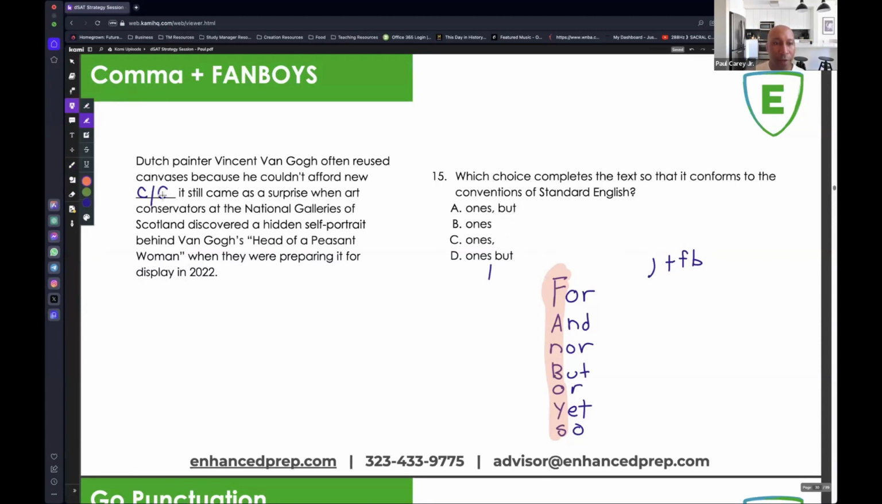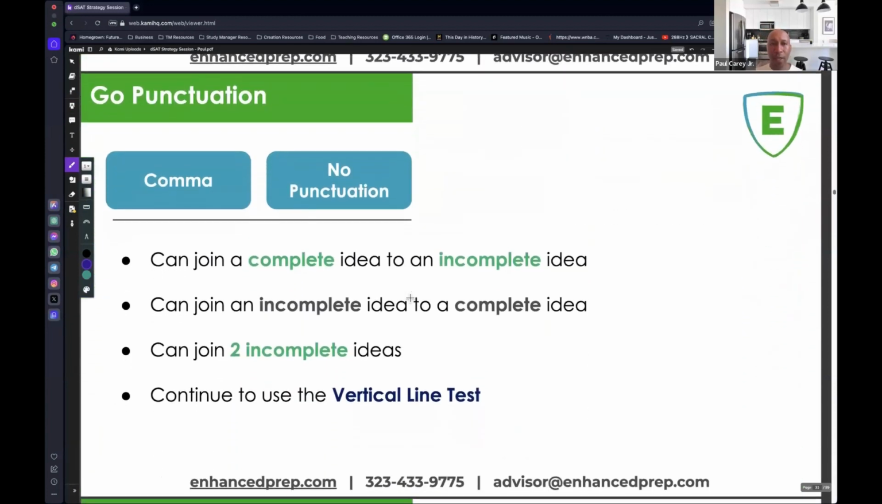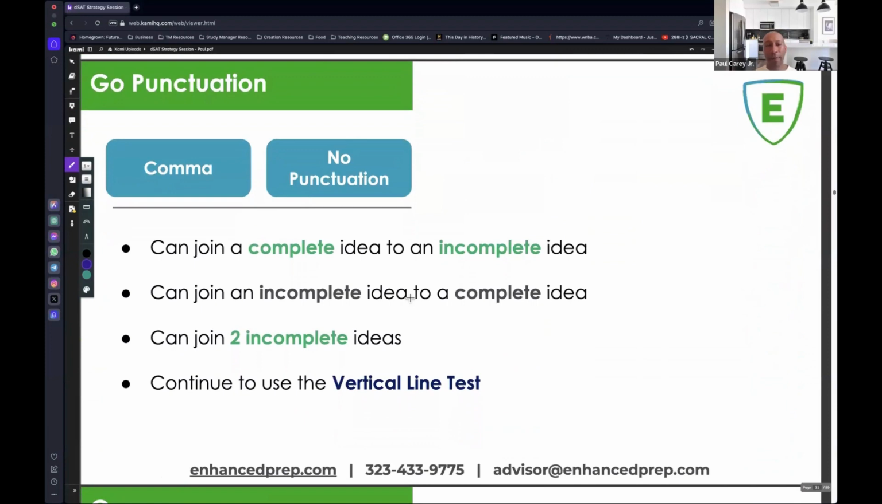So now we have two complete ideas. So we know that we're using stop punctuation. We don't have stop punctuation here, don't have stop punctuation there, and we do right here because we have our comma plus our FANBOY. Okay. So these are just some of those small rules that we want to make sure we keep in mind when we're going through these different types of questions. Okay. So that was going to be our stop punctuation.